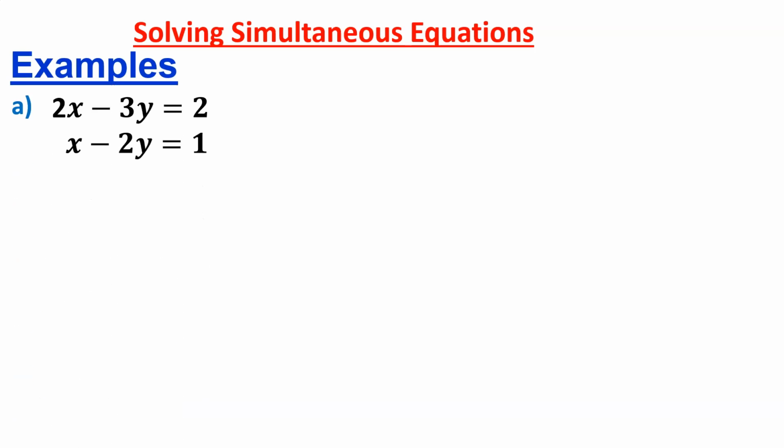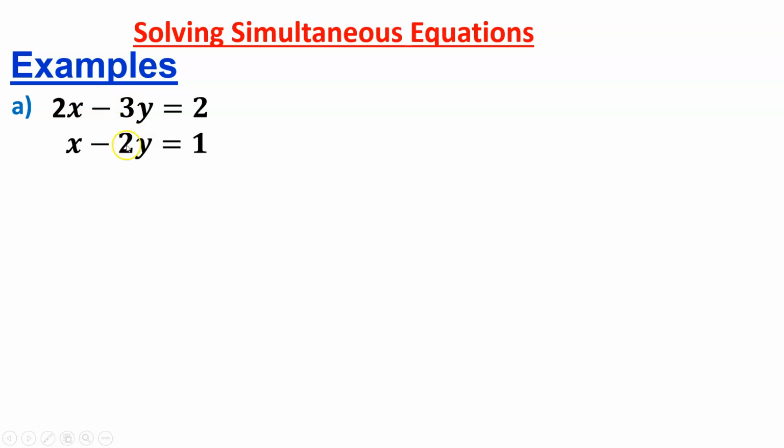This is the first example which I have here. It says 2x minus 3y equals 2, x minus 2y equals 1. Now, unlike the previous lesson, neither the coefficients of x nor the coefficients of y are the same. The coefficients of x are different and the coefficients of y are different. So we cannot eliminate either of them straight away. So we need to do some work. We need to come up with our own numbers to make either the coefficient of x the same or the coefficient of y the same.